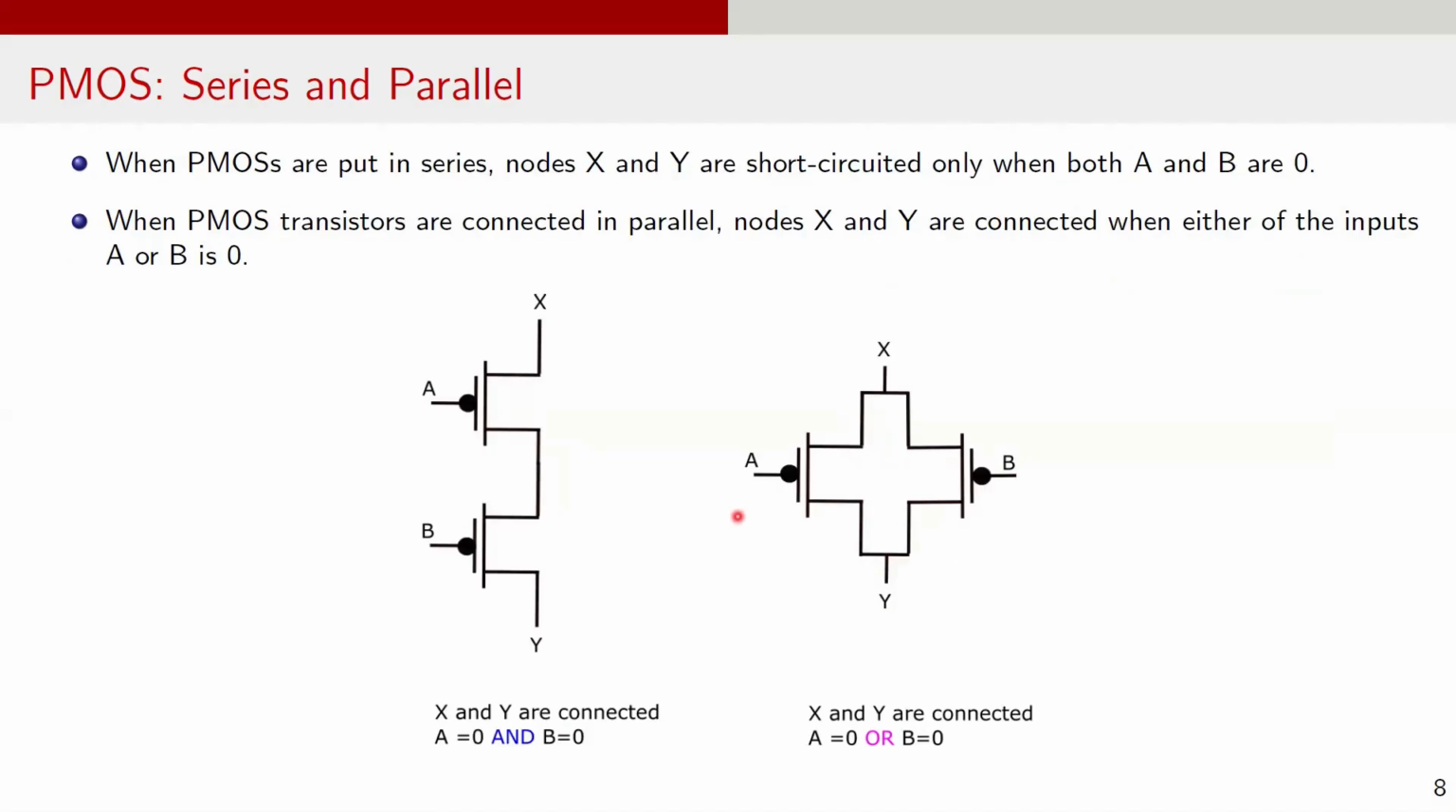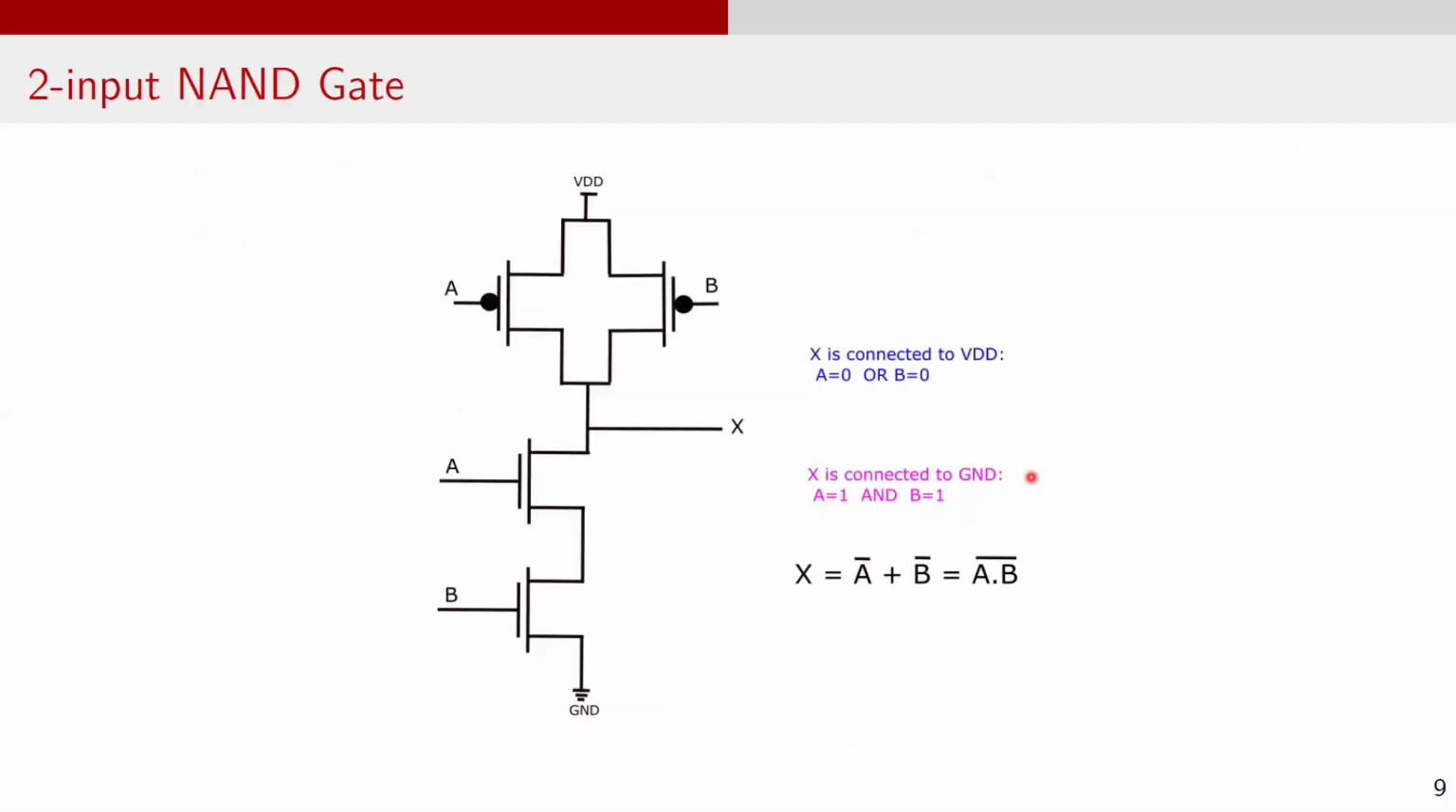Similarly, for PMOS, as shown here, when two PMOS transistors are put in series, nodes X and Y are short-circuited, but only when A and B both are 0. And when transistors are connected in parallel, nodes X and Y are connected when either of the inputs A or B is 0. Now let's look at a slightly more complex circuit, a two-input NAND gate.